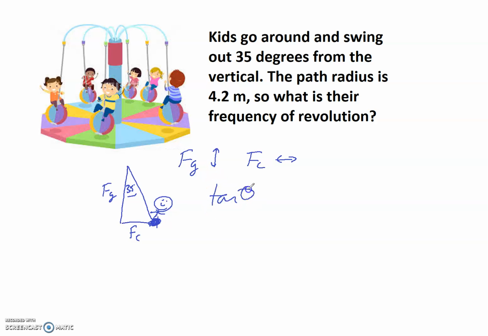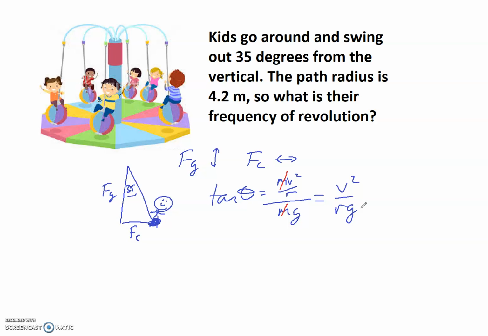theta. So if I do tan theta, the opposite would be my Fc, so that would be mv squared over r, and my adjacent would be the gravity, so that's just mg. As soon as I do that, I can see that my masses cancel out, which is what I want to occur anyway. So if I rearrange this, I'll end up with v squared over rg. So tan theta is equal to v squared over rg.